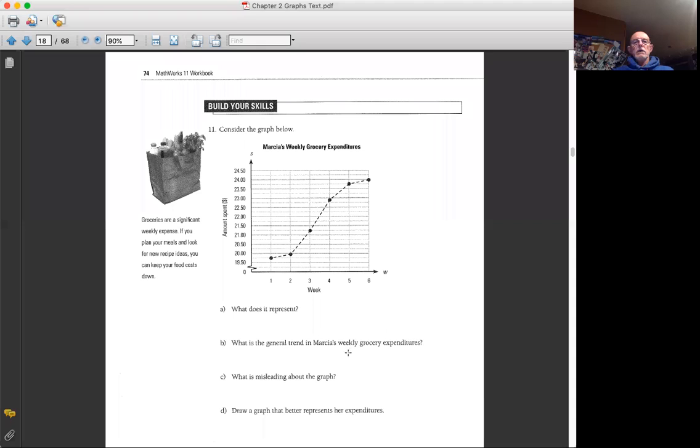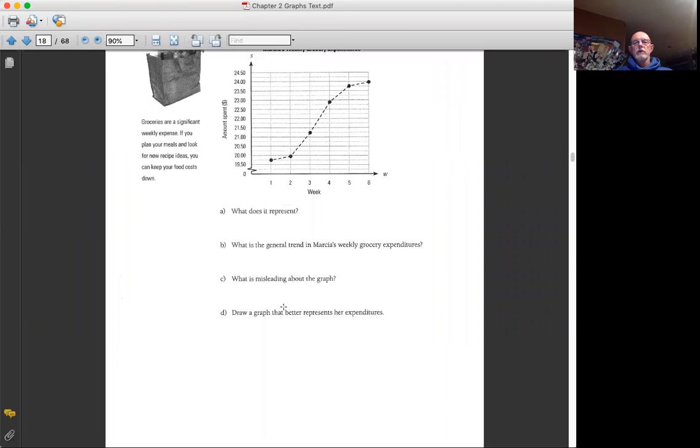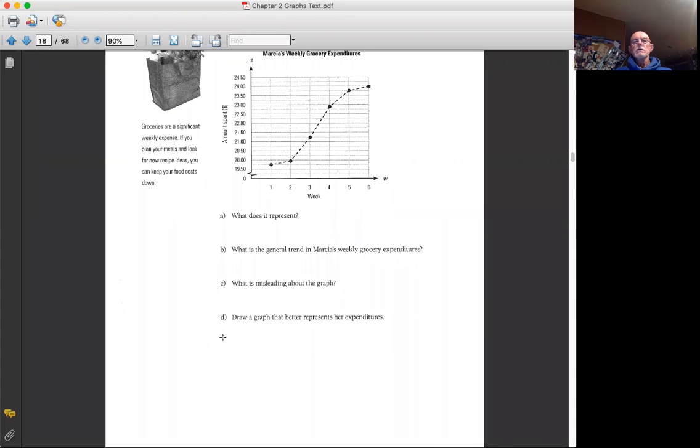So, same thing is true. Page over, page 74. At Marcia's weekly grocery expenditures, you'll see that down at the bottom you have that funky rip, and so you need to answer the questions. And it says you draw a graph down here. Draw a graph, but go from 0.